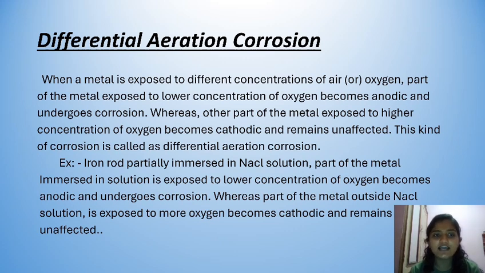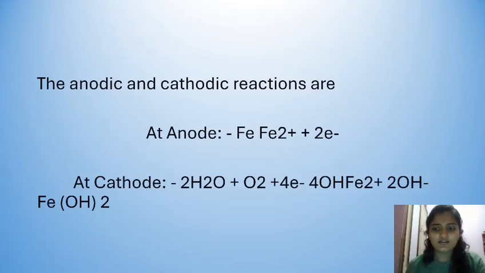Let us see the example for differential aeration corrosion. Iron rod partially immersed in NaCl solution. The part of the metal immersed in the solution is exposed to lower concentration of oxygen, becomes anodic and undergoes corrosion, whereas the part of the metal outside the NaCl solution is exposed to more oxygen, becomes cathodic and remains unaffected. The anodic and cathodic reactions of differential aeration corrosion are represented as the following at anode and the cathode. Let us move on to the next slide.